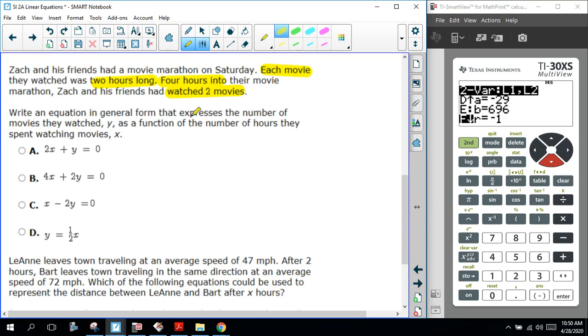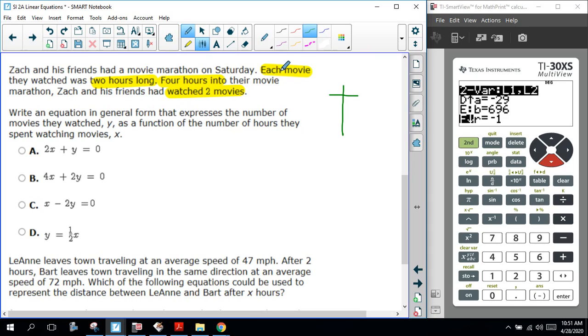I'll write an equation in general form again. The number of movies they watch, y, is a function of the number of hours they spent watching movies, x. So they're defining the variables yet for us one more time. And let's organize this information. 2 things.